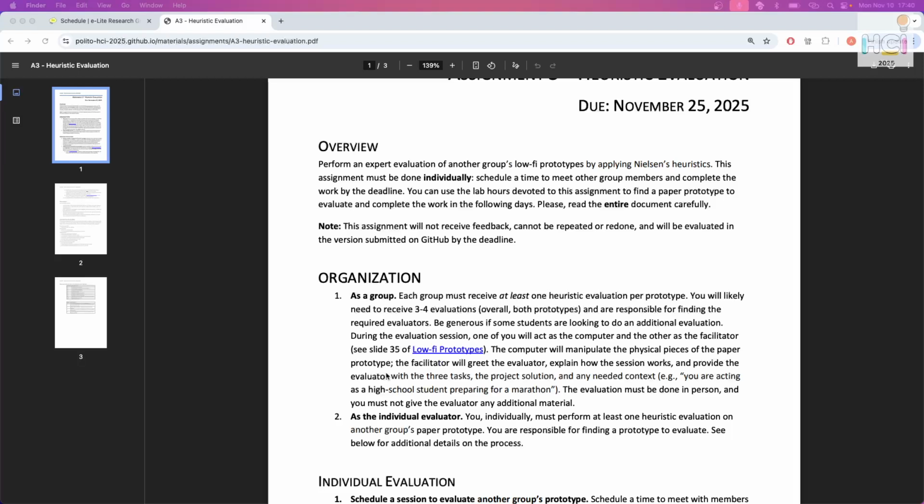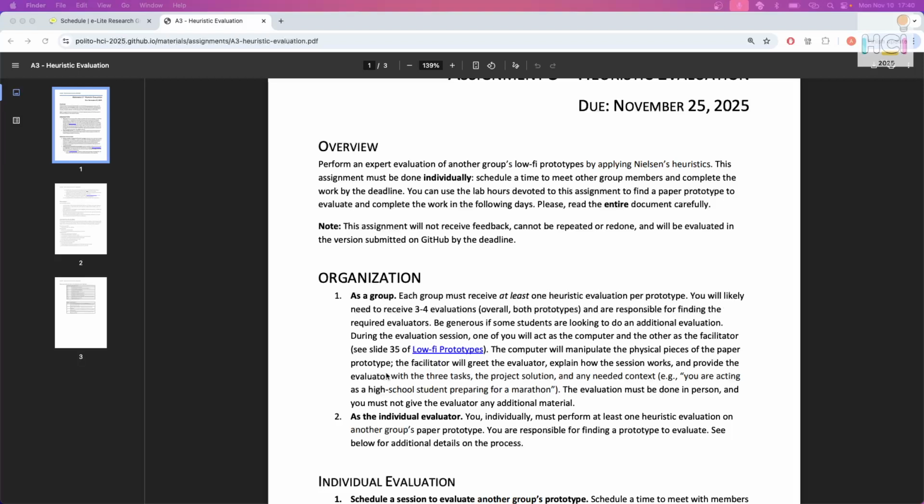you should receive at least one heuristic evaluation per prototype, okay? Receiving, okay? So you need to give your prototype to an individual from another group and receive an evaluation, one for each prototype, okay?